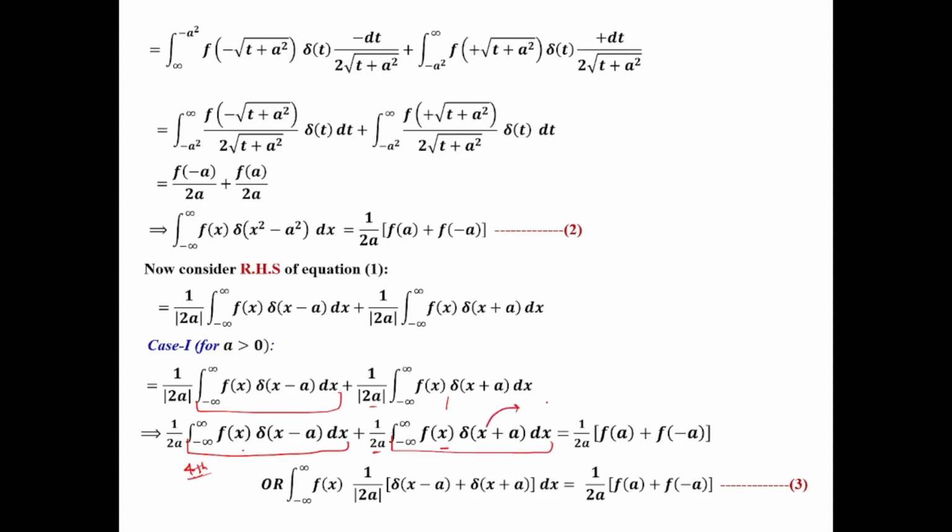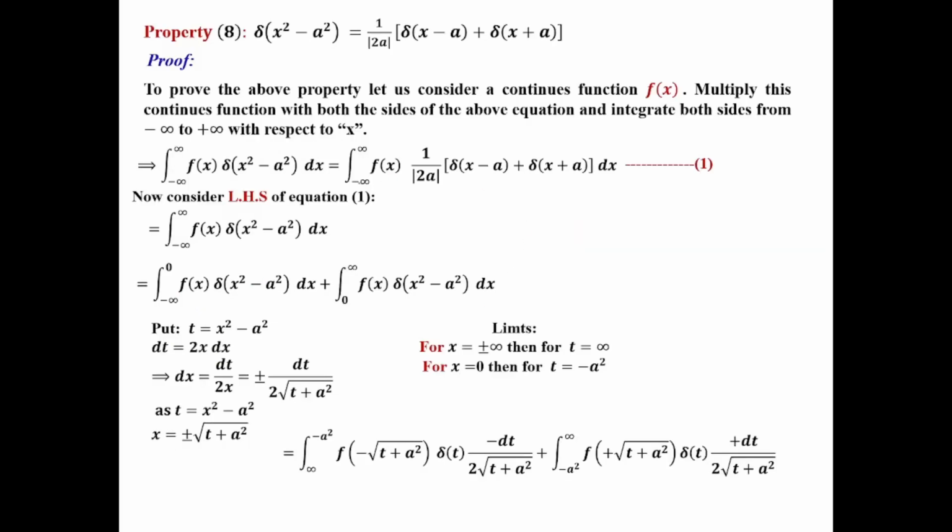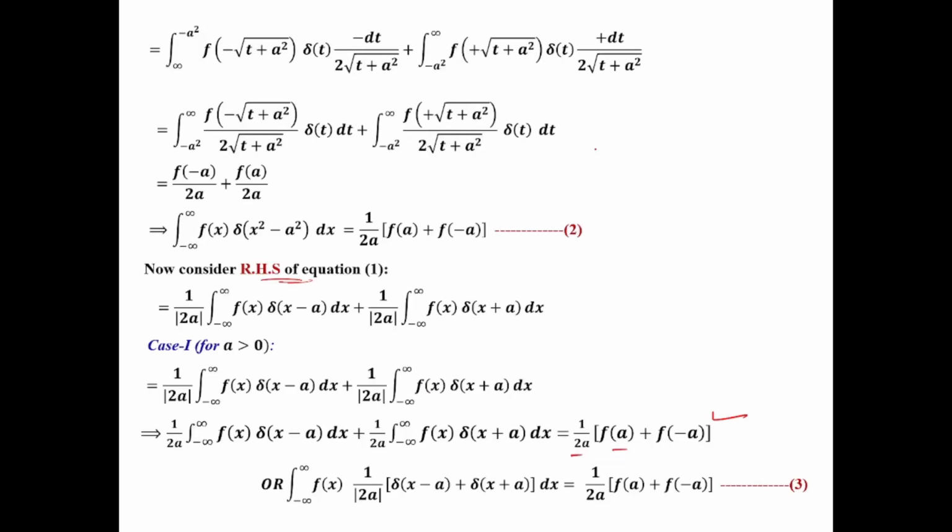Why? This delta x plus a is nothing but delta x minus of minus a, right? So here this value will be f of minus a, this value will be f of a according to the fourth property. 1 by 2a is the common factor for both the integrals. So we found 1 by 2a times f of a plus f of minus a, by considering the RHS of equation number 1. RHS of equation number 1, what? This one. So this value is this value.